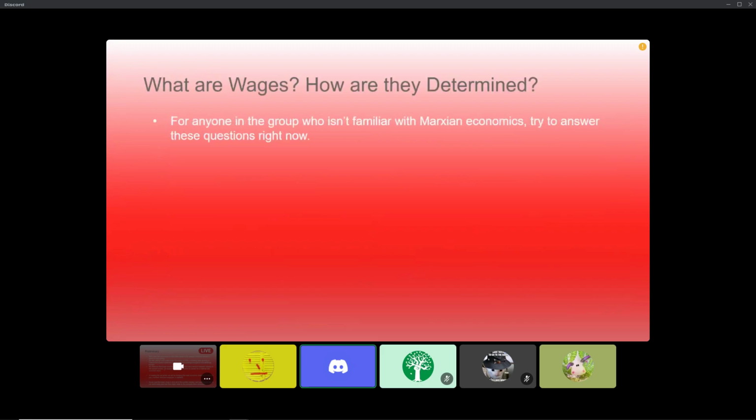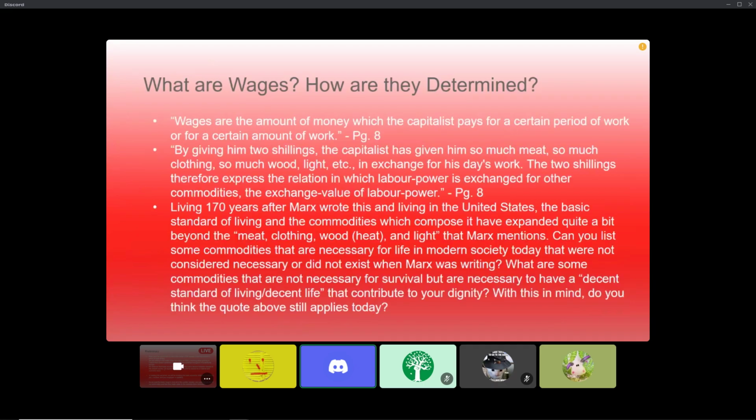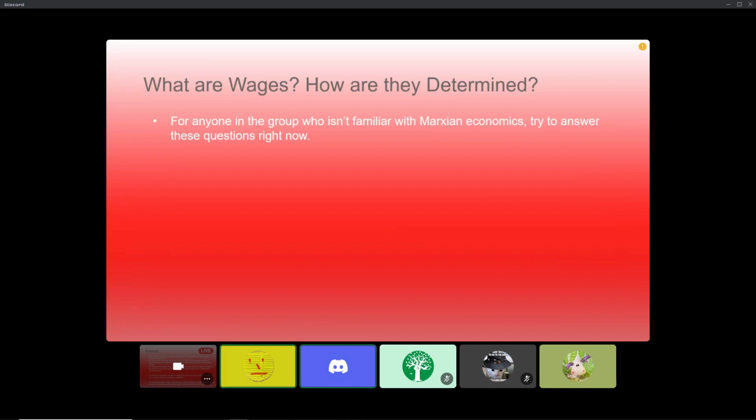So I guess this slide's a little pointless because we're all familiar with this text, so I'll just skip it. But what are wages? How are they determined? Wages are the amount of money which the capitalist pays for a certain period of work or for a certain amount of work. Wait, did we skip the questions? I just skipped this because everybody has read this before. Oh yeah, this is the question. It's not really a question. The question is, what are wages? How are they determined? Well, okay, I'll try and answer that.